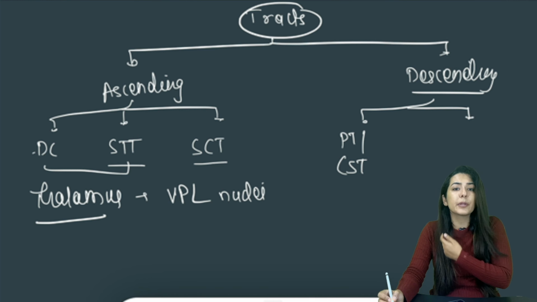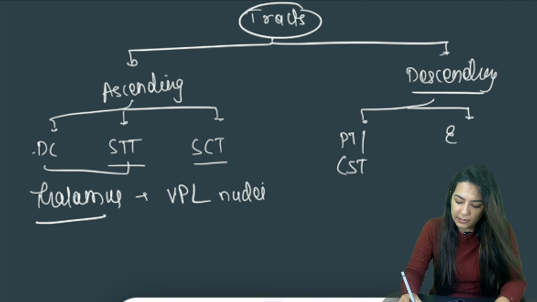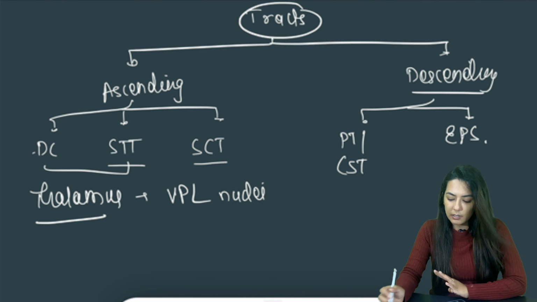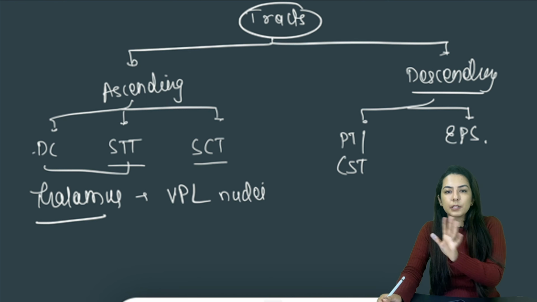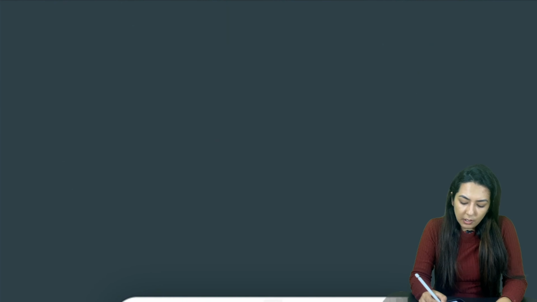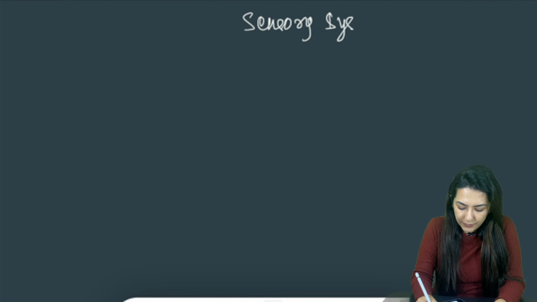Another system apart from the pyramidal system that controls the muscles is the extrapyramidal system. There are four extrapyramidal tracts that we'll discuss later on. So this is the basic of ascending and descending tracts. Now we'll discuss the ascending tracts, the sensory system, first.